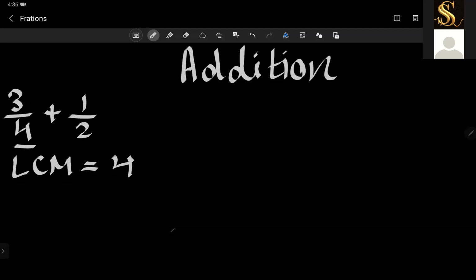So the answer I'll get is 3 upon 4 plus 2 upon 4. Now don't add the denominators, add the numerators. So the numerators give us 5. Now the fraction will be 5 upon 4. Now let's move on to the subtraction of fractions.